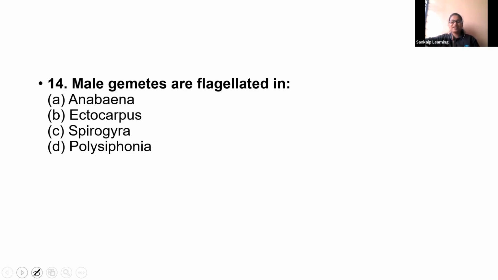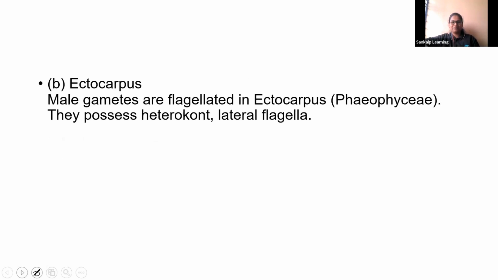See, we have solved so many questions about Spirogyra. So in Spirogyra there are non-motile gametes. Non-motile means which are not flagellated, which will not move. So in Ectocarpus, male gametes are flagellated. Ectocarpus is seen in Phaeophyceae, brown algae. They possess heterocont lateral flagella. Flagella that are lateral are called heterocont. So option B is a right answer.